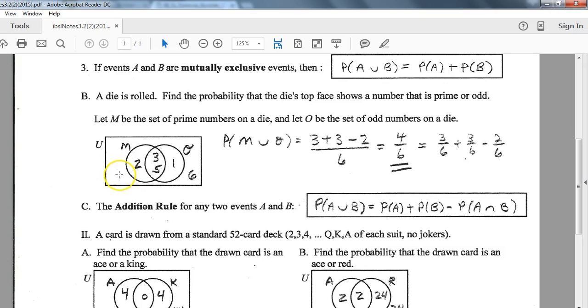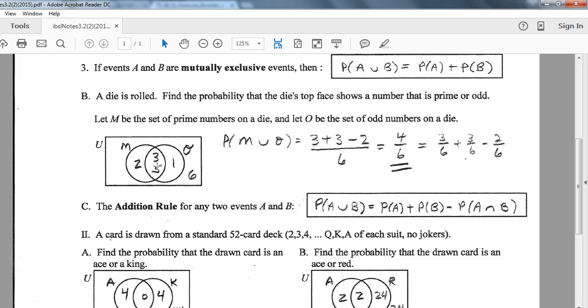There should be a 4 out here as well. So the numbers 4 and 6 are neither prime nor odd. Those would be both out here in the universal set, but not within the circles. So in this one, if we said prime or odd, we'll notice that there are 2 numbers here that are both prime and odd, and so that's something we have to take into account. We can't simply add the numbers. There's a little more going on to this.